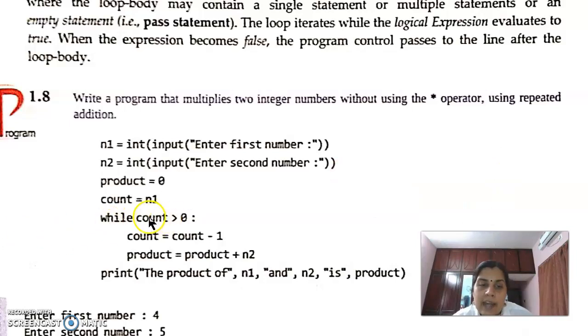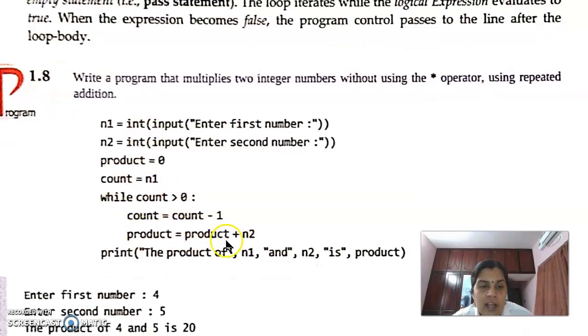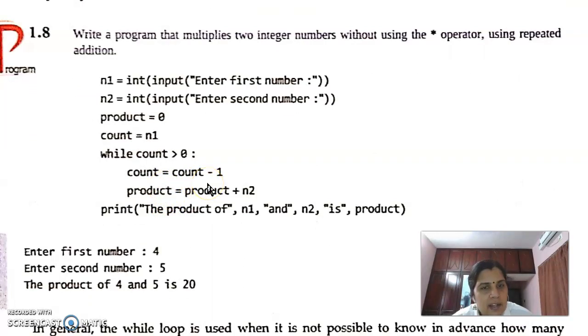In while loop, the condition is checked. If this condition is true, then this block is executed until the condition becomes false. That means count greater than 0. Here we are decrementing the count when we supply the integer value. If our count becomes less than 0, then it exits from the loop. That means if the condition fails, then it exits from the loop and product is printed.